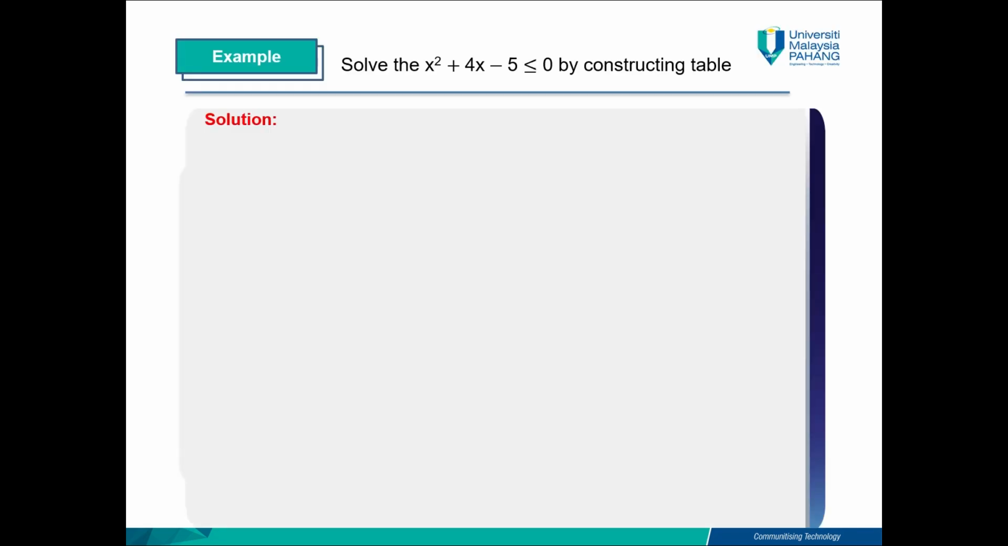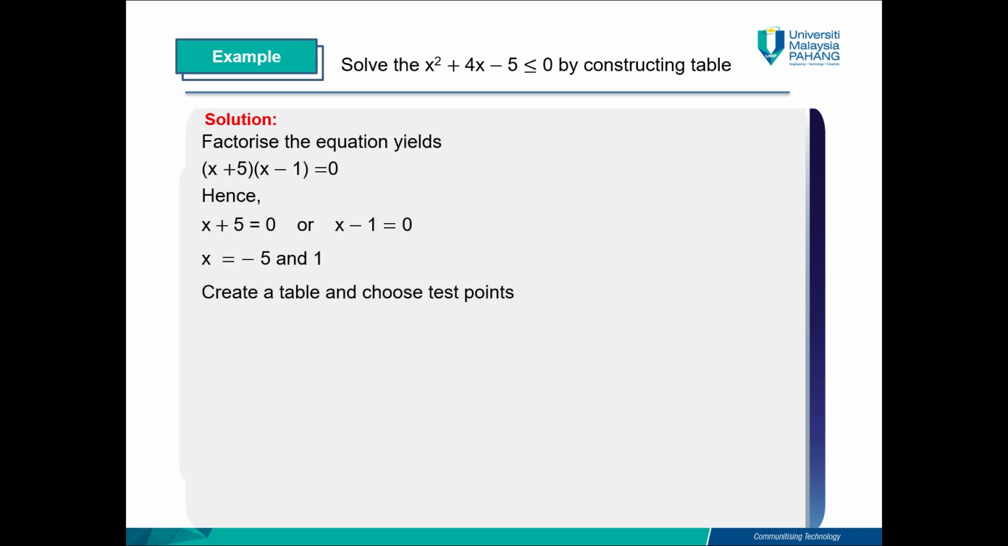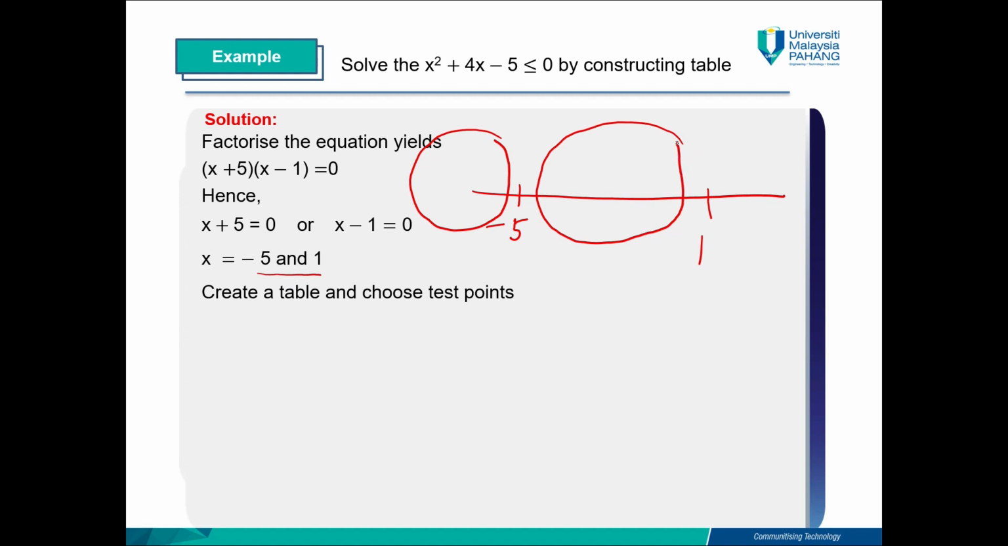Let's try this example. We solve x squared plus 4x minus 5 less than or equal to 0 by constructing a table. First of all, we find the roots of the equation, which are minus 5 and 1. So in our number line, we have minus 5 and then we have 1. From this number line, we can create three intervals. The first one is less than minus 5. The second one is between minus 5 and 1, and lastly, more than 1.